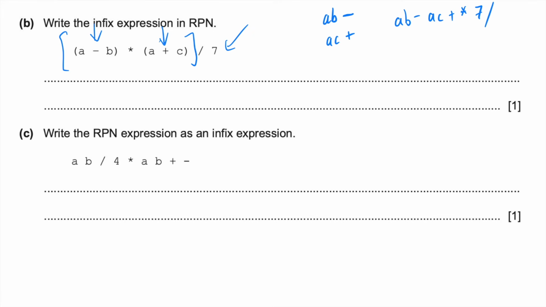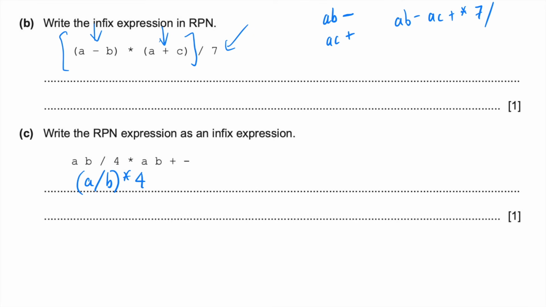And this one's going to be the opposite, where we're actually writing the RPN expression as an infix expression. So going from something in reverse Polish notation to something that we would write in source code. Okay, so we have AB division. So what we're going to do is A divided by B, right there. And then the next thing we have is 4 and the multiplication sign. So we're going to multiply this by 4.